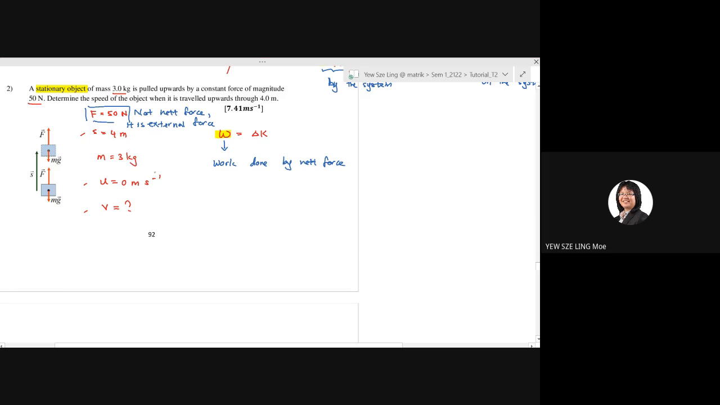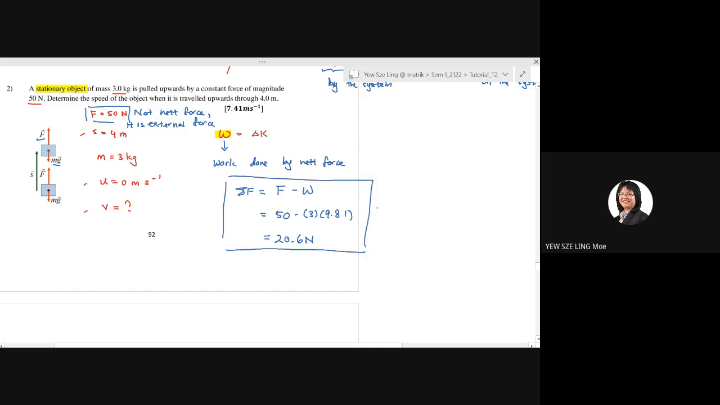The total force, summation of F, according to my diagram, is as follows. I have an object with an external force bringing it upwards. Since it is an object, it comes with weight, so you have a weight going down. Therefore, I have F minus W, which equals 50 minus mg. My m is 3, g is 9.81. Therefore, it equals 20.6 Newton. This is our net force.